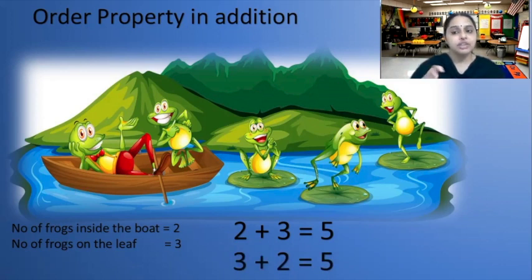So in whichever order we write the number, whether we are writing 2+3 or 3+2, the answer is going to be the same. Okay. So what is the order property in addition?